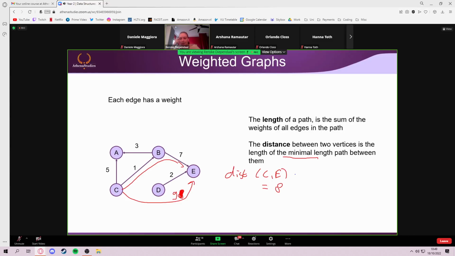Do weighted edges need to have a direction? No, not necessarily. For example, if we follow the city example, like this is Amsterdam and this is Rotterdam, it would make sense if Amsterdam and Rotterdam have the same distance to each other, right? So then it would not be a directed graph, for example.